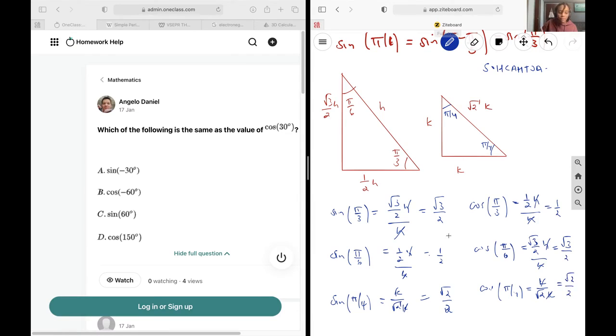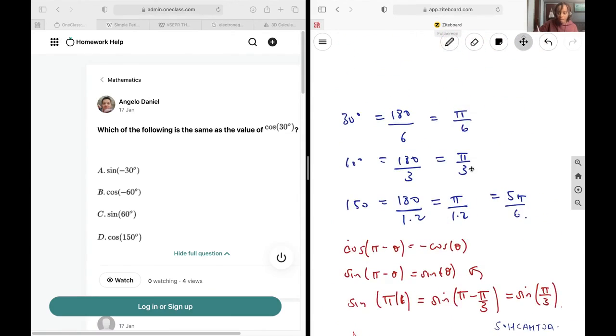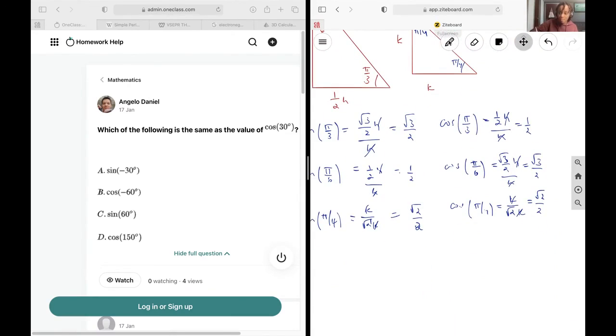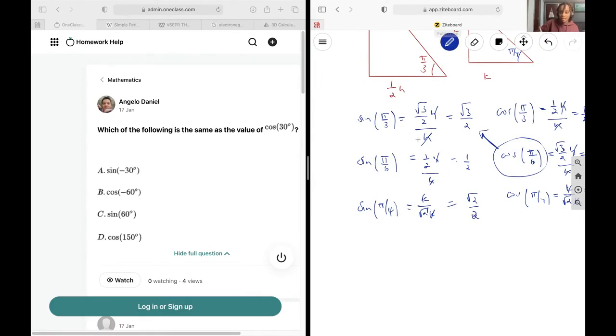And so if we're looking for cos of, we found our angle to be pi over 6, it's going to be equal to root 3 over 2, which is equal to what we have up here, and that is sine pi over 3, which is equal to sine of 60 degrees. And so obviously our answer C is correct.